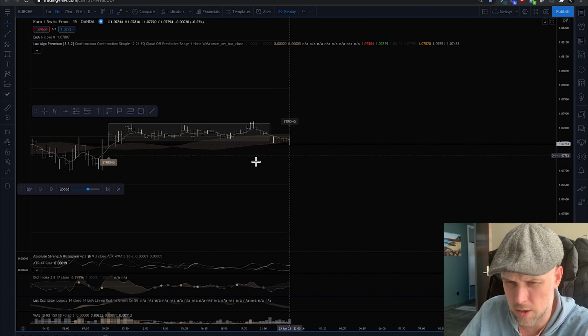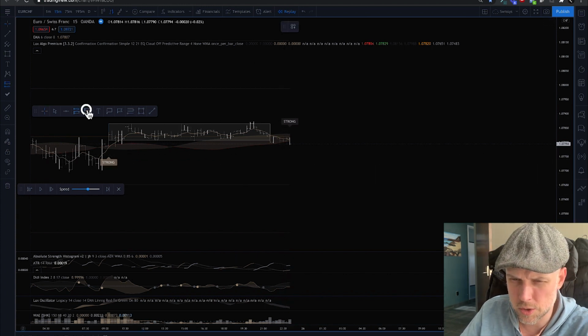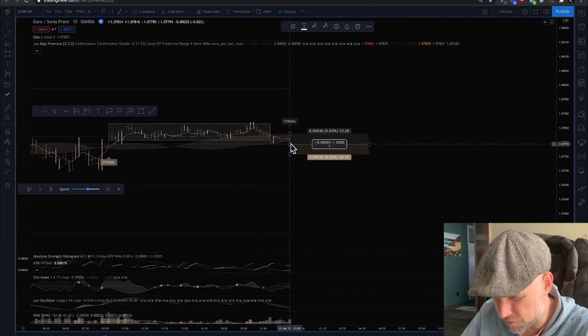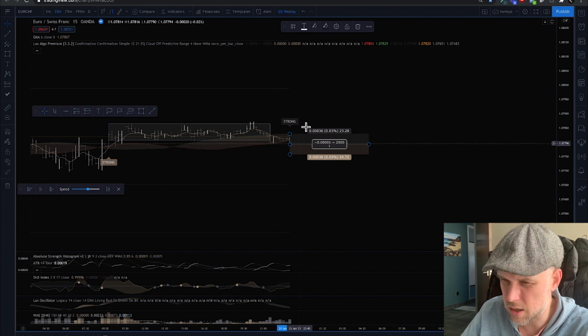But here's our second confirmation. So following the rules, we're going to short because we crossed below with three indicators. 1, 2, and 3 indicators telling us to go down.